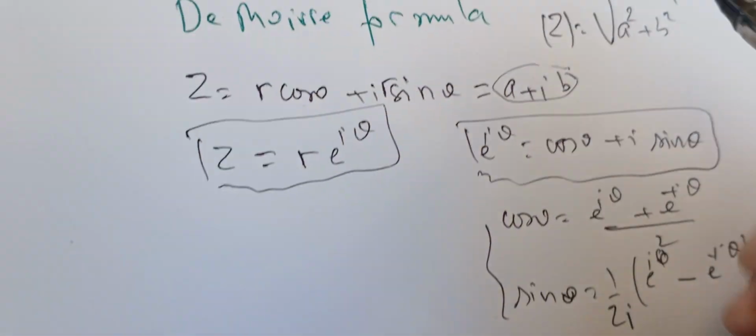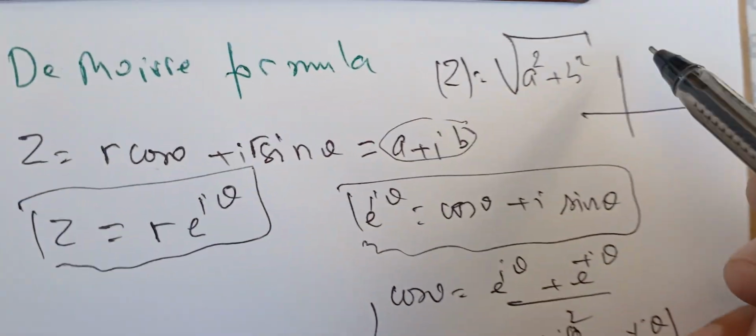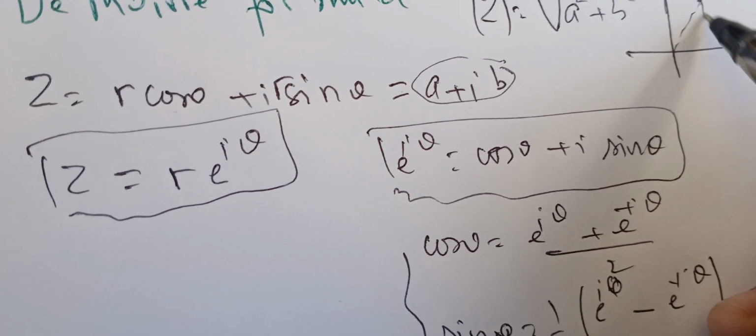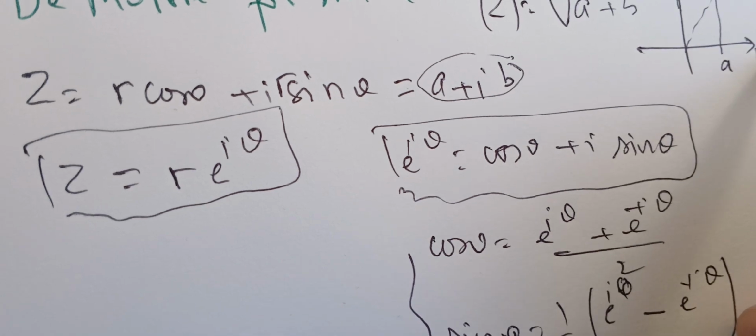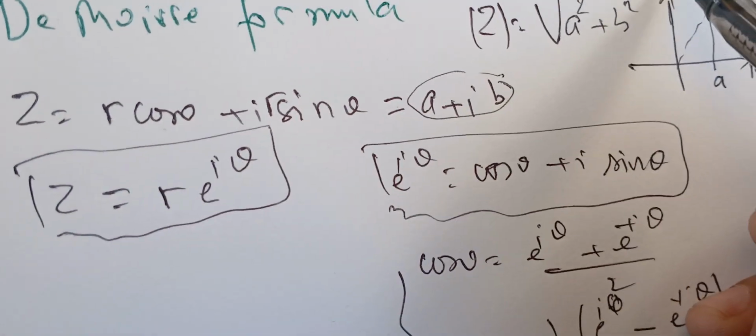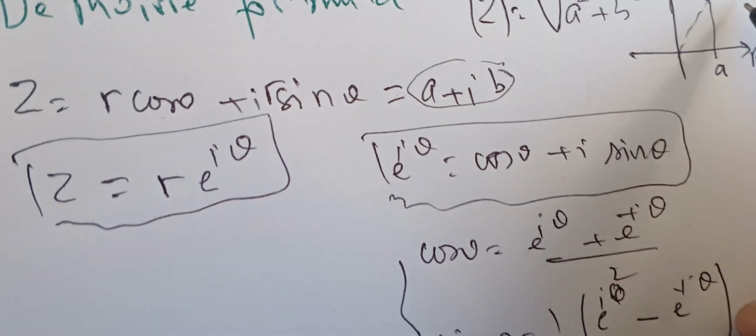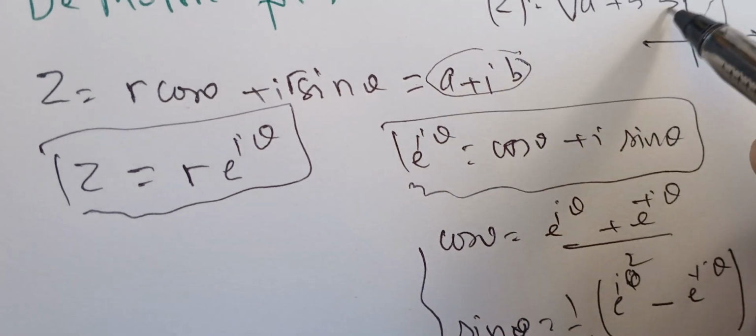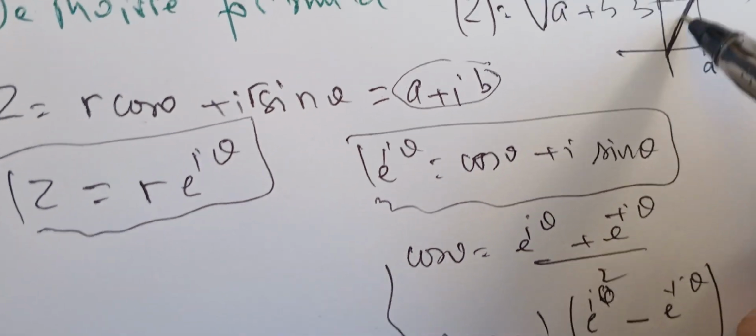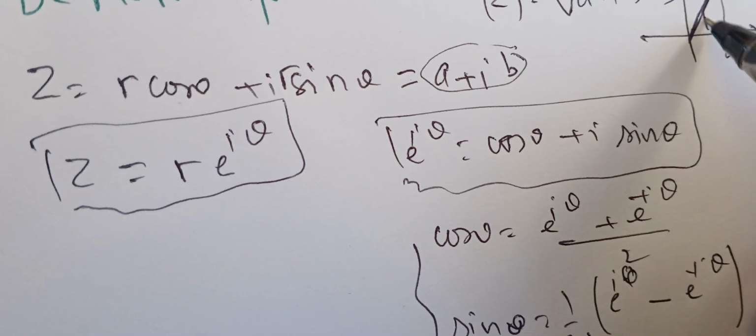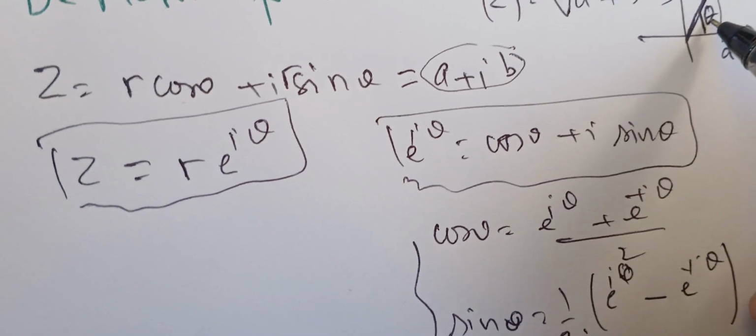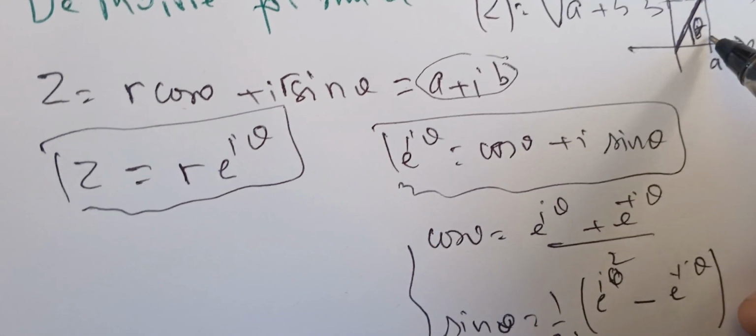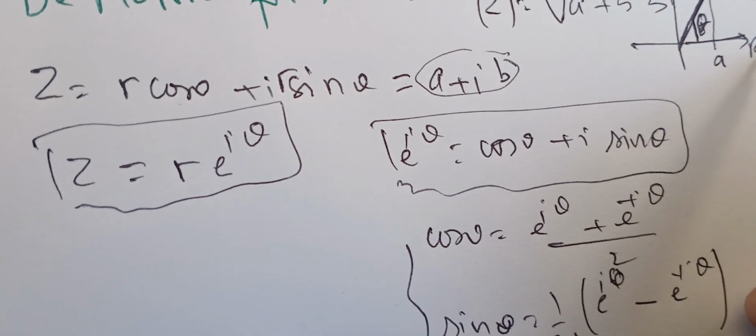Okay, if we graph this, we can see that if z is here, this is its image, which has the coordinates a, b in the complex plane. So this is a, and this is my b. This length here is the norm, and this angle here is the argument. We call it theta. It is the angle that the complex number's image makes with the real axis.